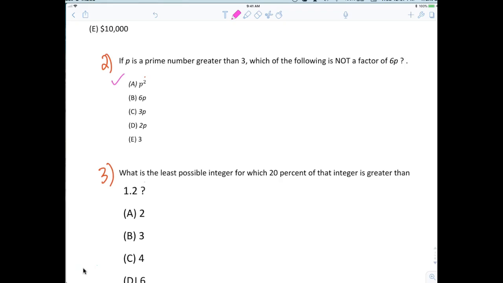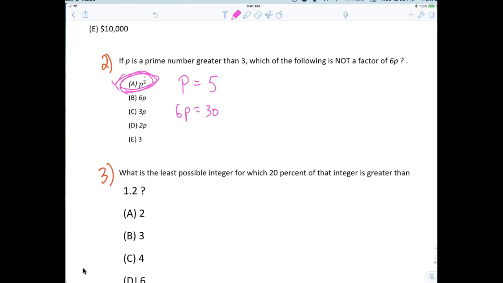So if P is a prime number greater than 3, what I want to do is pick a prime number greater than 3. Somebody pick one, so let's go with 5. So now what would 6P be then? 30. Does everybody agree? It would be 30. All right? So which is not a factor? Well, letter A, what is P squared? Oh, 25, right? Does 25 go into 30? No. So that's not a factor. So that is correct.